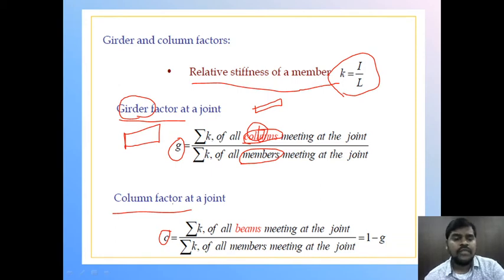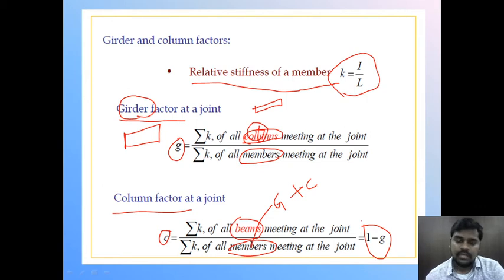And here we have the column factor at a joint. In the same manner as the girder factor, we have sigma K of all beams by sigma K of all members. Members means nothing but girders plus columns. Fine. And we can subtract this G value from 1, that is 1 minus G, to get C. So what is C? That is the column factor at a joint.